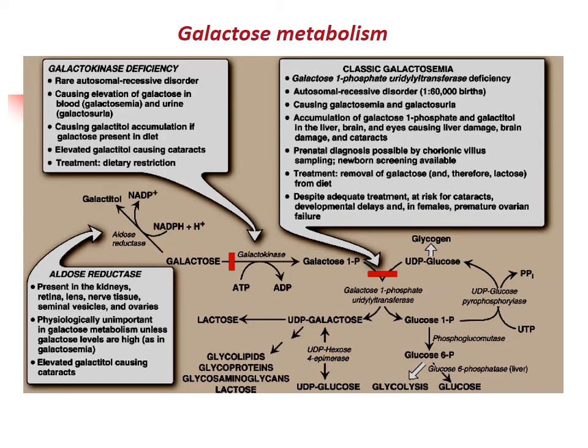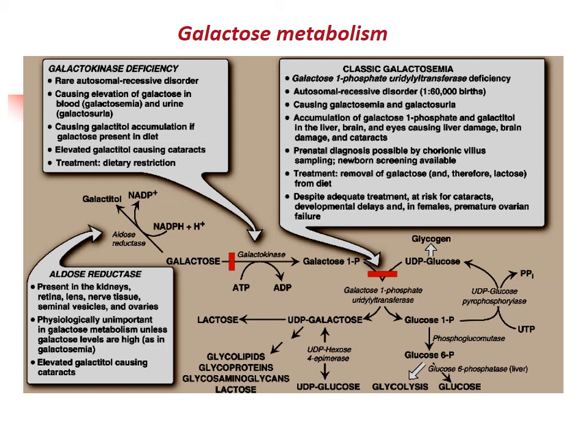Galactose metabolism. Galactose is first converted to galactose 1-phosphate by galactokinase. Galactose 1-phosphate combines with UDP glucose to form UDP galactose and glucose 1-phosphate. Glucose 1-phosphate is converted to glucose 6-phosphate by phosphoglucomutase, and subsequently glucose 6-phosphate enters the glycolytic pathway.